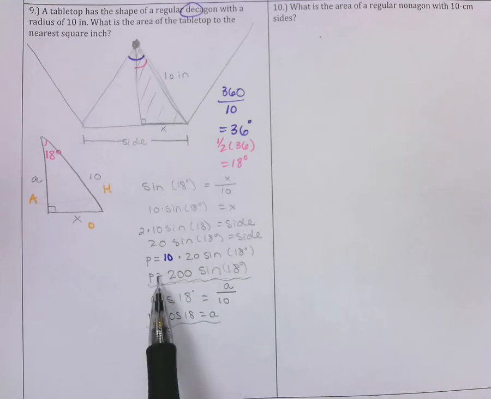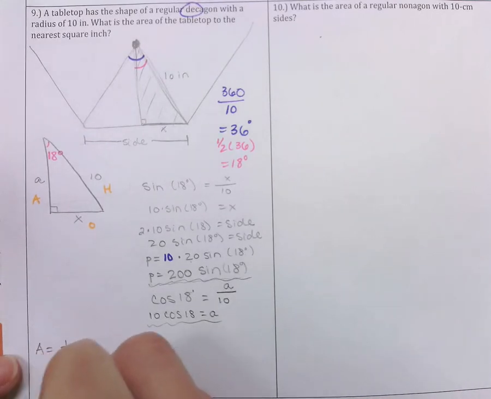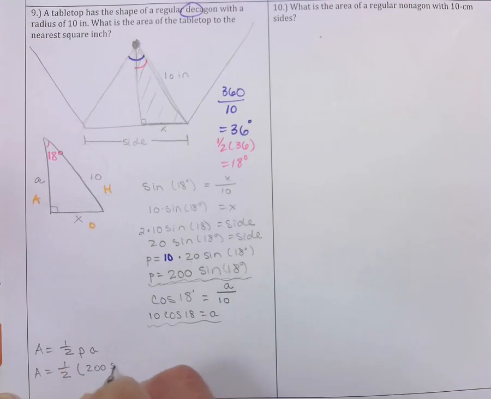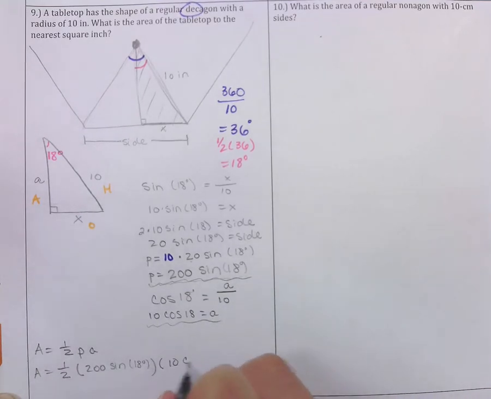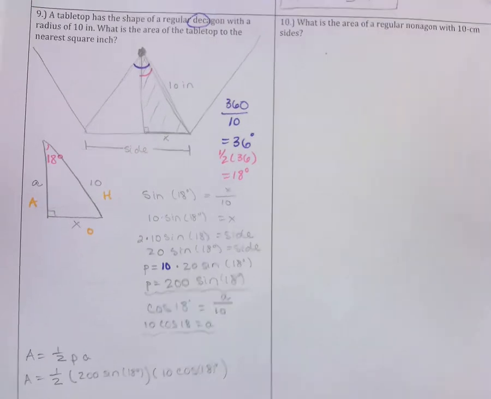After you do perimeter and apothem, you have everything you need. Just plug it into the formula. So area equals 1/2 perimeter times apothem. We're going to do 1/2, the perimeter is 200 sine 18 degrees, and then the apothem is 10 cosine 18 degrees. Now we get to plug it all in our calculator all at once. Let's see what I get.